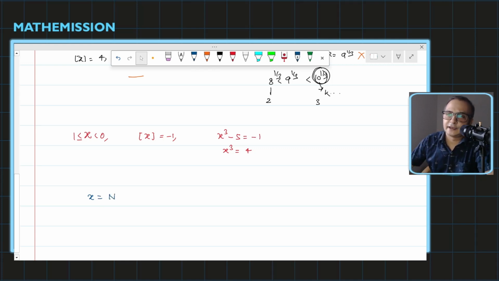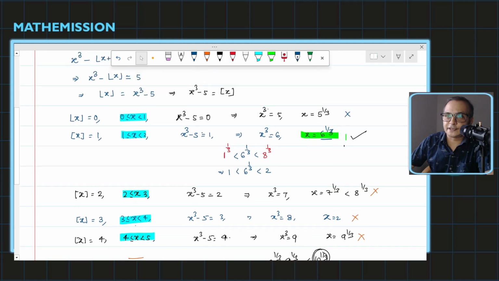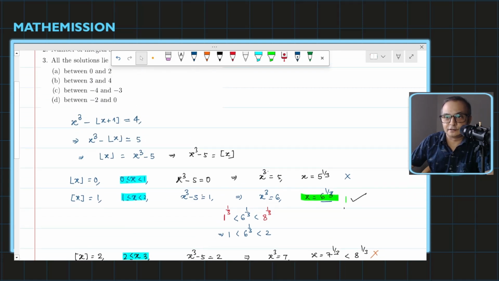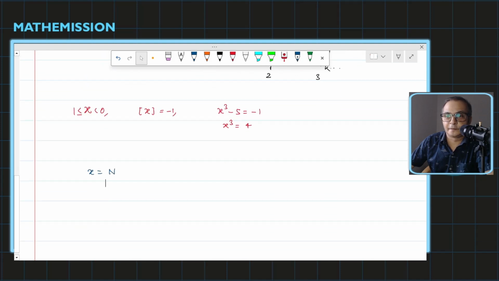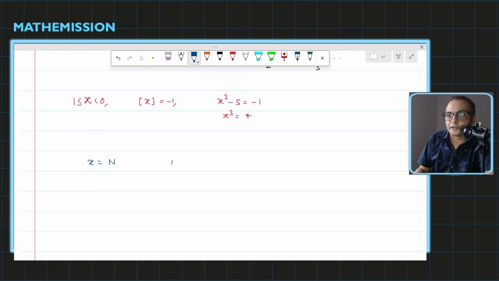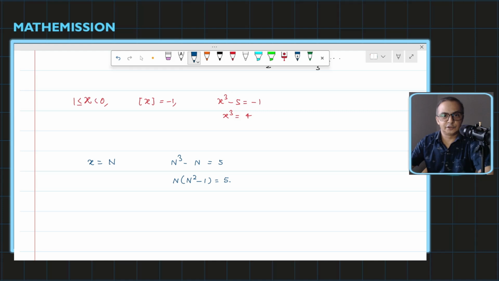It means I can safely substitute this x in the original equation here. x cubed minus floor x is equal to 5. And so I'm getting n cubed minus n, because now the floor of an integer n is n only, is equal to 5. By any chance, if I can get an integer solution for this equation, I am sure that the original equation has integer solutions.